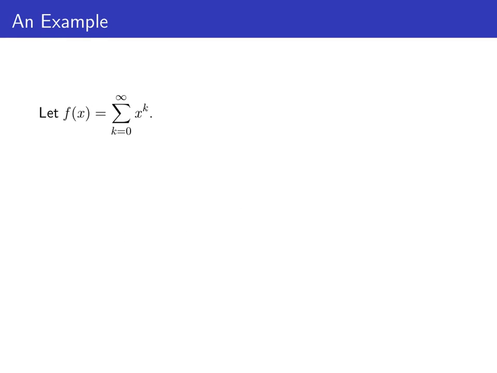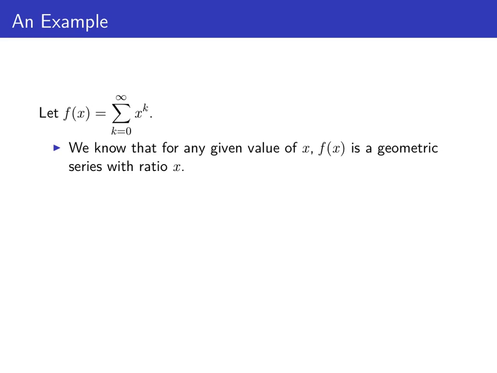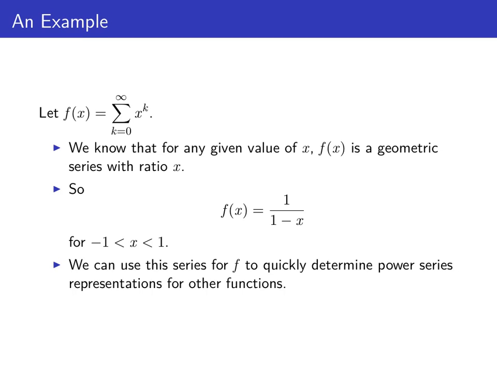So let's start first with a power series that we know. Let f of x be the sum x to the k as k goes from 0 to infinity. We know that for any value of x, f of x is a geometric series with ratio x. So f of x is 1 over 1 minus x, and the series converges to 1 over 1 minus x on the interval from -1 to 1. We'll use this power series representation for f of x to quickly determine power series representations for two other functions.